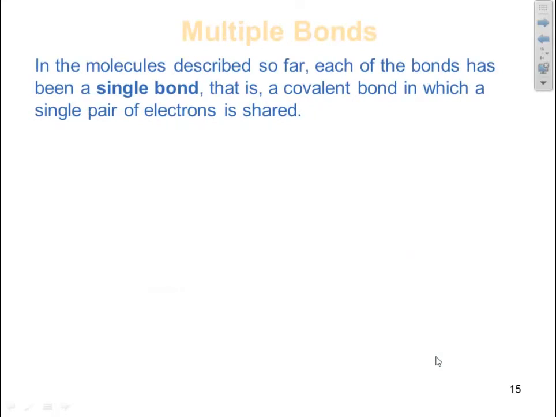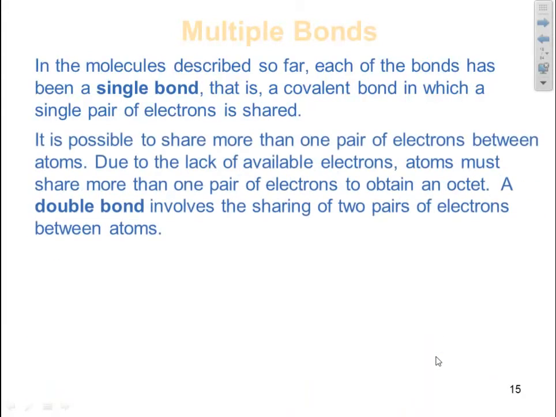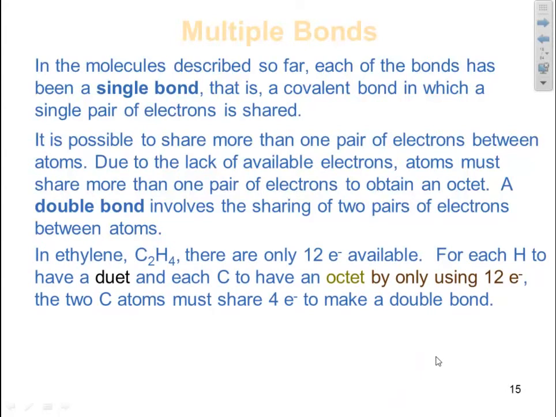In the molecules described so far, each of the bonds has been a single bond, that is, a covalent bond in which a single pair of electrons is shared. It is possible to share more than one pair of electrons between atoms. Due to the lack of available electrons, atoms must share more than one pair of electrons to obtain an octet. A double bond involves the sharing of two pairs of electrons between atoms. In ethylene, C2H4, there are only 12 electrons available. For each hydrogen to have a duet and each carbon to have an octet, by using only 12 electrons, the two carbon atoms must share 4 electrons to make a double bond.